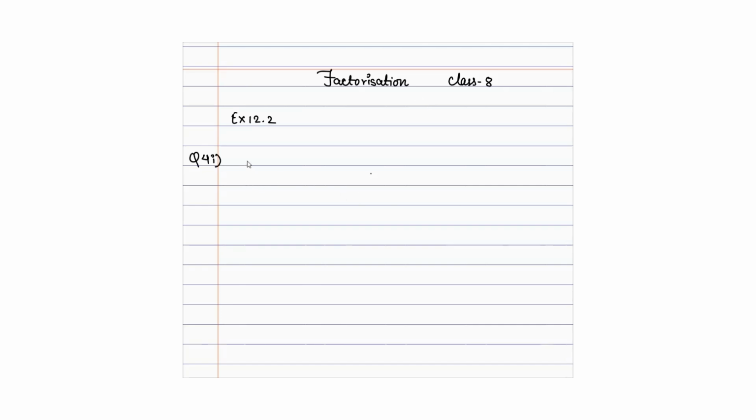The first one is a to the power 4 minus b to the power 4. Can I write it like this: a square, the whole square of it, minus b square, the whole square of it? This resembles one of my identities, a square minus b square. And what is the identity? a plus b and a minus b. So from here we can clearly see that here a is a square and b is b square.